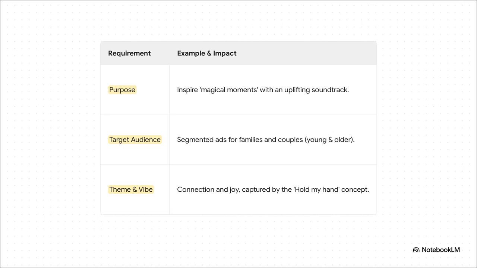Next, the target audience. This is really clever. They didn't just make one ad. They made different versions for different people. One for families with a little kid, one for a young couple, one for an older couple. Each one is tailored perfectly. And finally, the theme or the vibe. It's all about connection, joy, and shared experiences, which is summed up perfectly in that hold my hand idea that links everything together. See how it all clicks into place? Every choice was dictated by the blueprint.